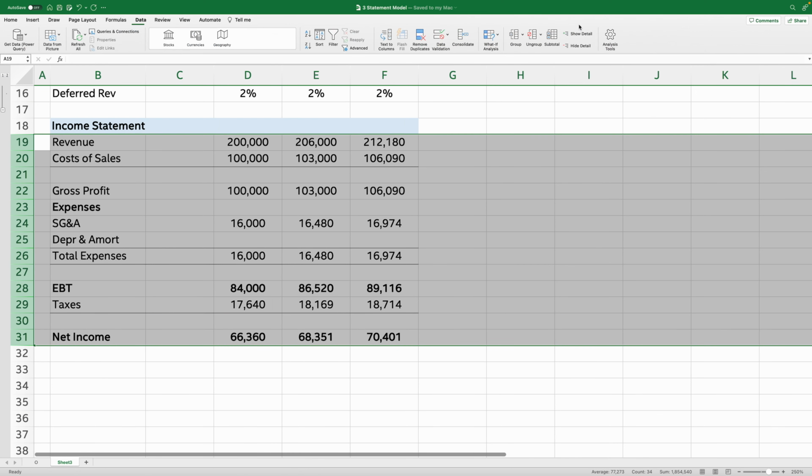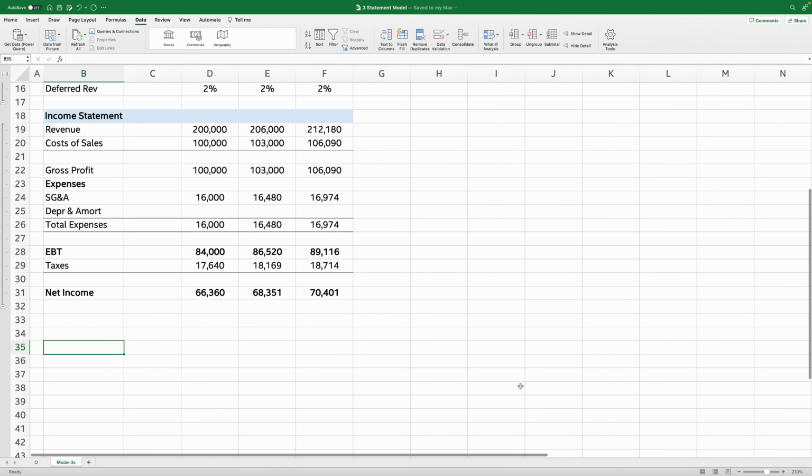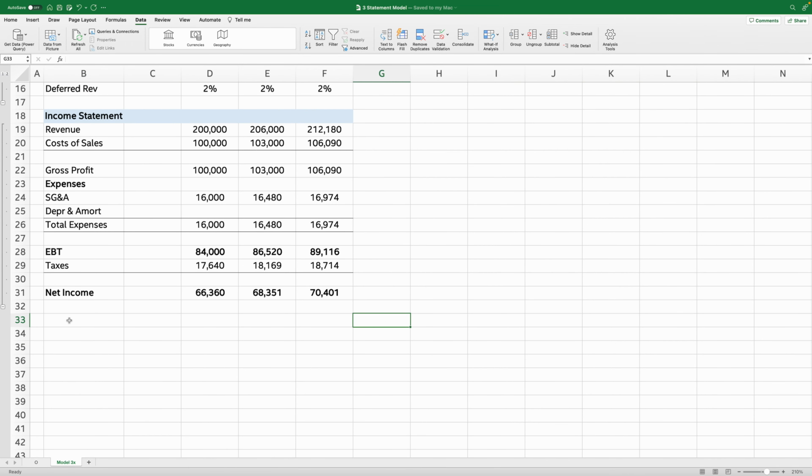Let's group this. Let's name this 3-statement model. Well, let's name this model 3X. I think that name is a little better. All right, so now what's next is the balance sheet. We've got to start making things balance.